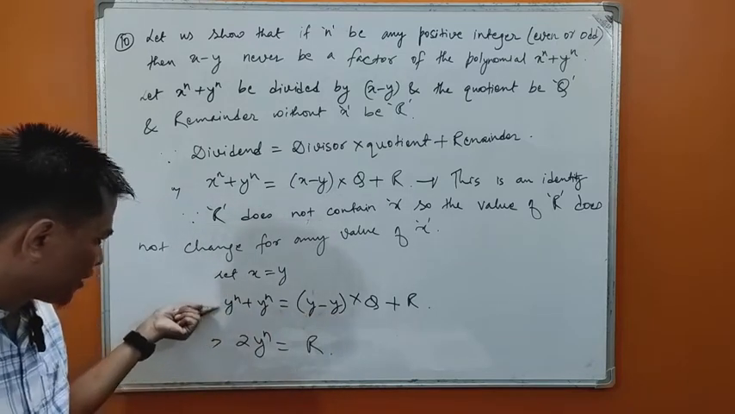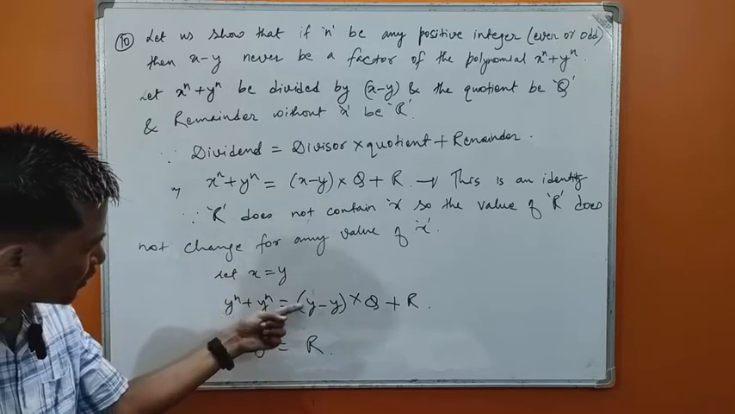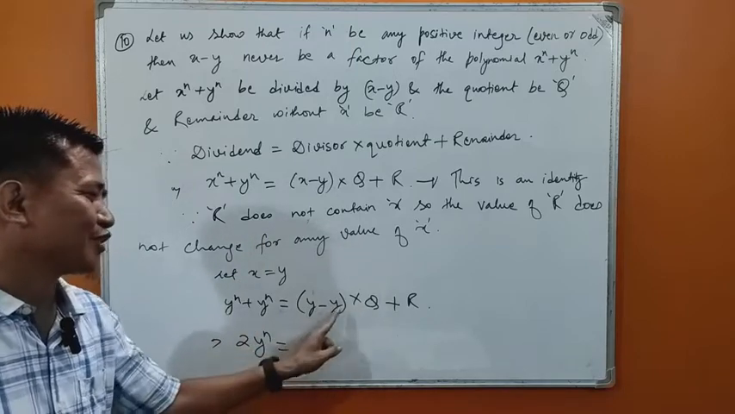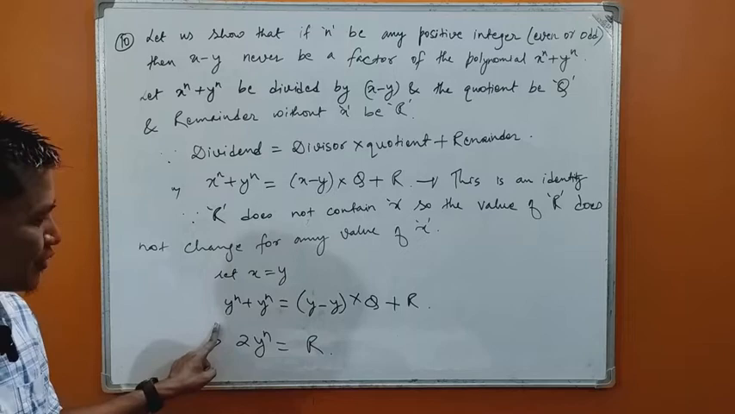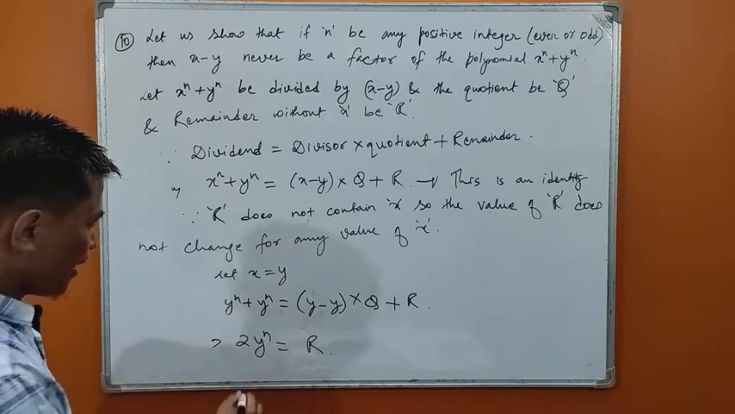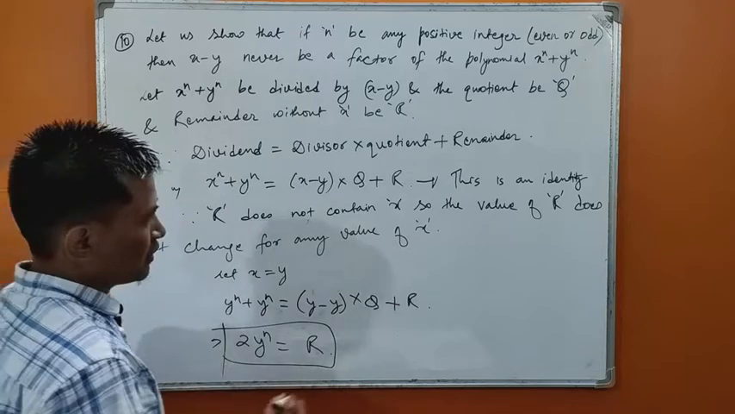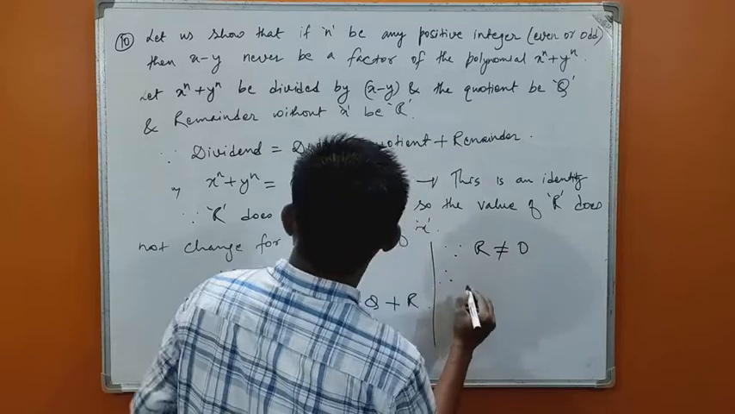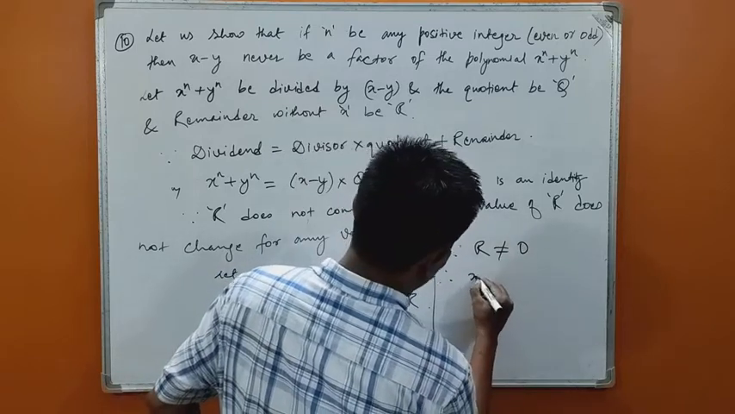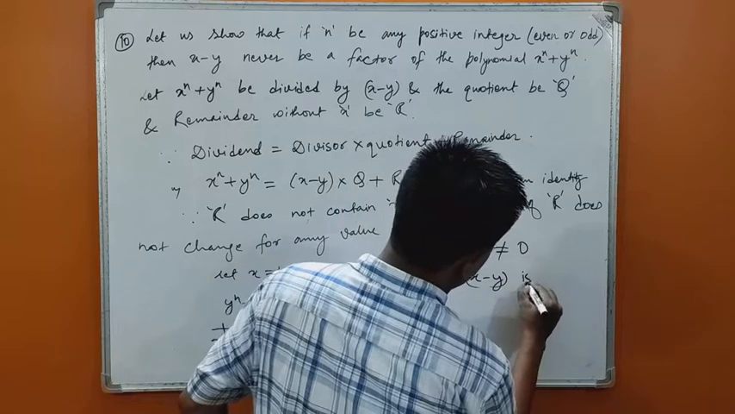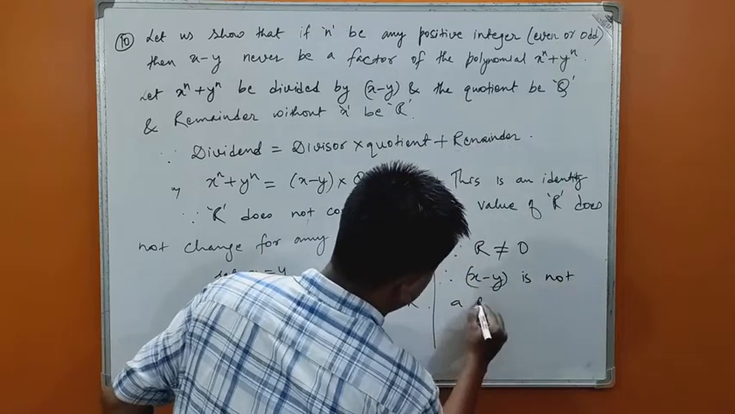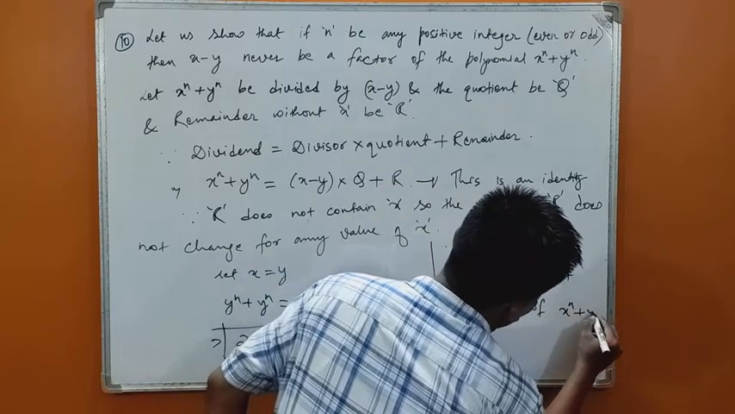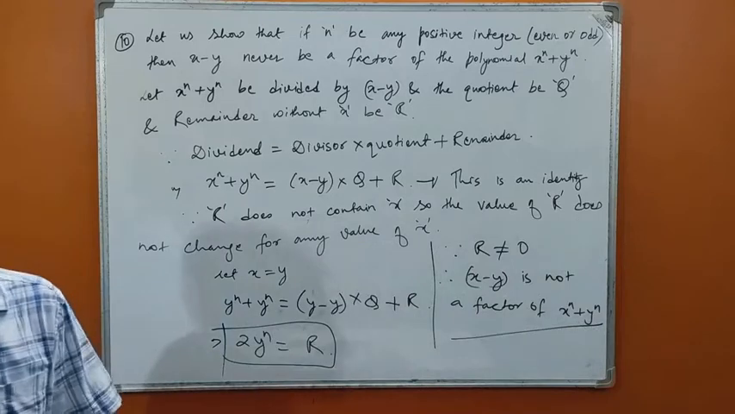Minus, if we put here minus y, then this will become 0, but this will become minus y, it becomes minus 2y, isn't it? Minus 2y into q is minus 2y cube. When we bring that to the right, left hand side, it becomes plus 2y cube. So in this case, remainder is not 0. So since remainder is not equal to 0, therefore x minus y is not a factor of x to the power n plus y to the power n. I hope you understood this.